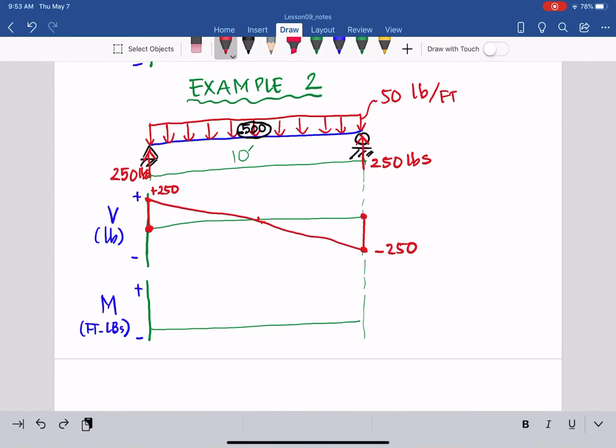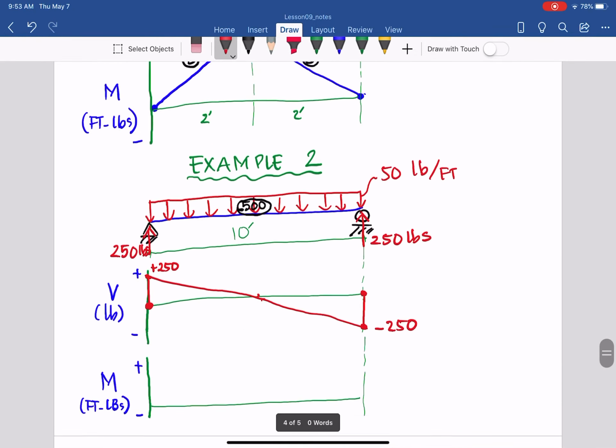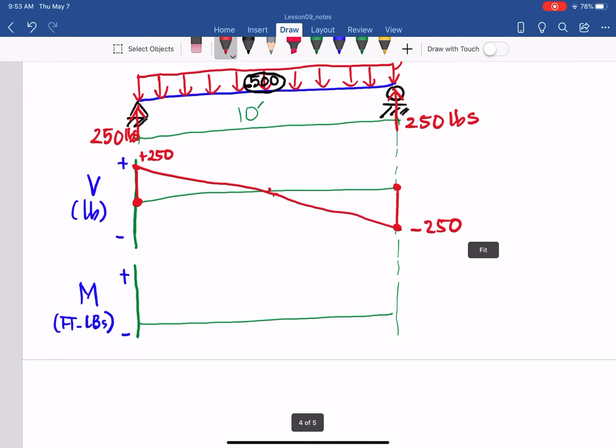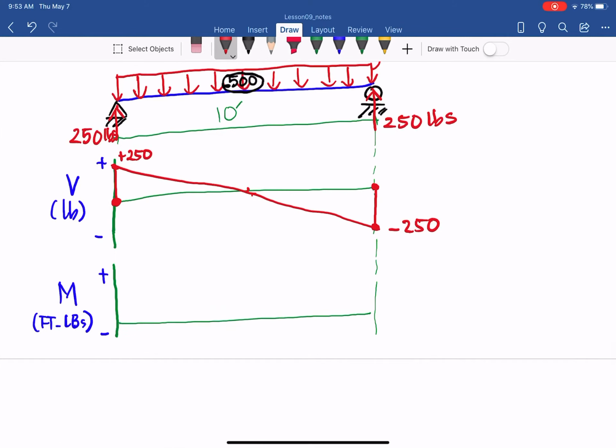Now go to the moment diagram. Like I said, always look at the shear diagram, and first find the areas under the shear curve. So that area from the middle, as you can see, this will be 5 feet, and this will be 5 feet in the middle there. Of course, the intersection of 250 and negative 250 has to be in the middle. So that is the triangle there: 250 times 5 divided by 2 will be 625.